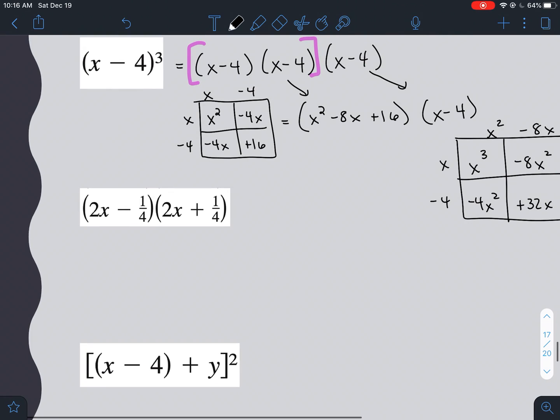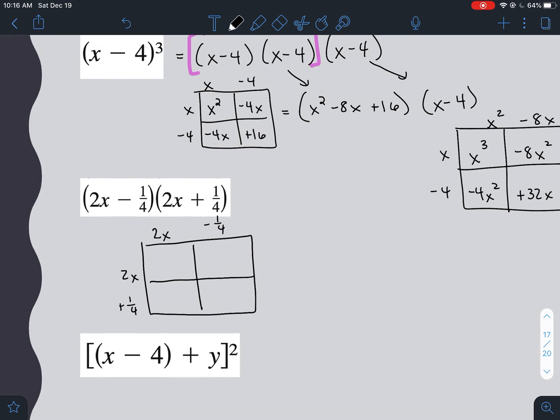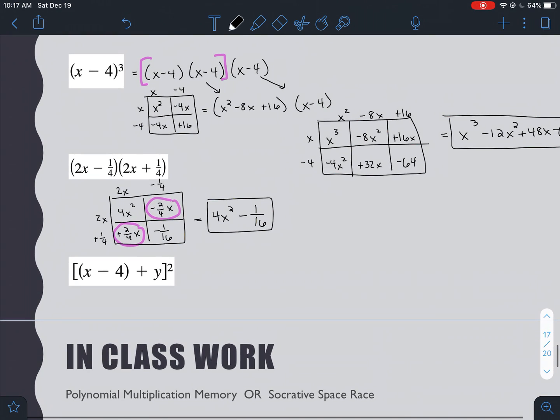2x minus 1/4 times 2x plus 1/4. Well, it looks like you have the exact same thing, but one's plus and one's minus. So let's see if those two middle ones will cancel when we do this one as well. So 2x minus 1/4, 2x plus 1/4. So 2x times 2x is 4x squared. 2x times negative 1/4 would be negative 2/4 x. 2x times positive 1/4 would be positive 2/4 x. And 1/4 times negative 1/4 is negative 1/16. Well, notice the two middle terms are the same but opposites, so they're going to cancel each other. So I'm just left with 4x squared minus 1/16.